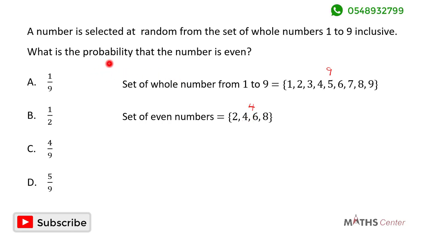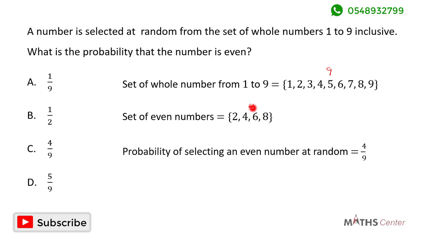The probability that the number selected is even is equal to the number of even numbers in the set, which is 4, divided by the total number of members in the set, which is 9. So the probability that the number selected at random is even is equal to 4 divided by 9. When we check through the options we have here, we can see that the correct option is option C.